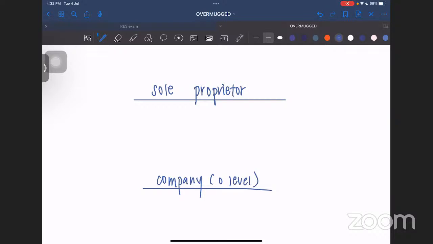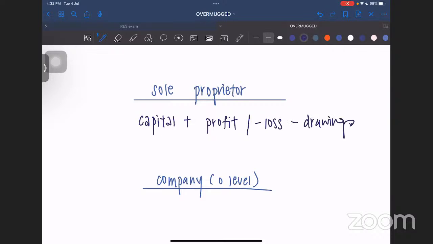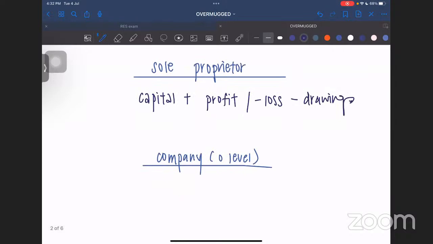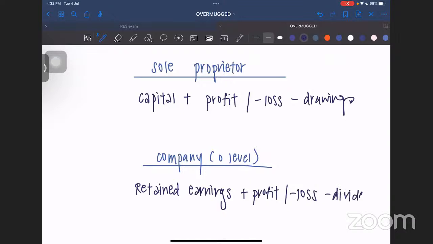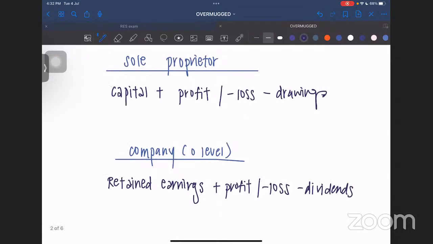So for sole proprietor, what is the equity equation? This one we need to know. It's very important. So we have capital plus profit, or minus your loss, minus your drawings. So that will be your formula. As for company, it will be retained earnings plus profit or minus loss minus dividends. So this will be your formula.